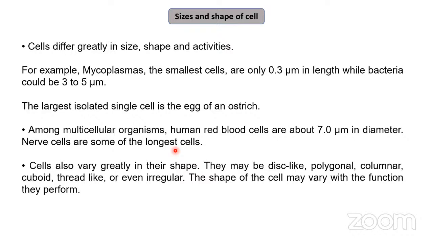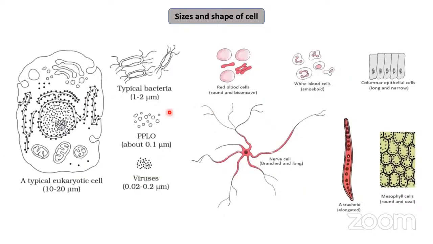And the cells also vary greatly in their shape. They may be disc-like, polygonal, columnar, or cuboid. For example, you might have learned about columnar epithelial cells and cuboidal epithelial cells. They may be thread-like or even irregular. The shape of the cell may vary with the function they perform. As I mentioned, muscles can be of various shapes and sizes based on where they are present, for example striated muscles. So this is the example of the sizes and shapes of the cells which are present.